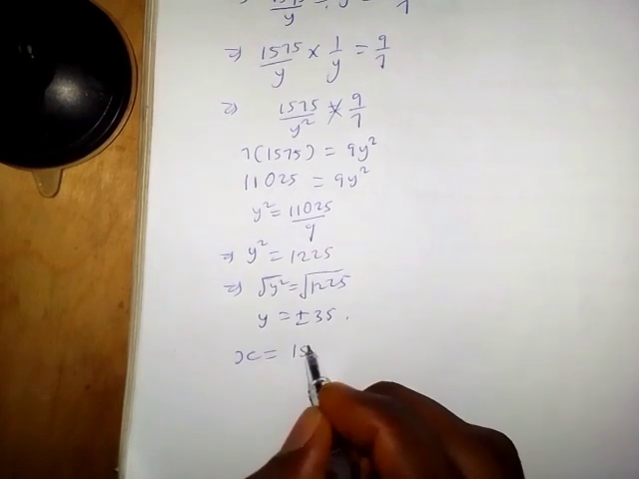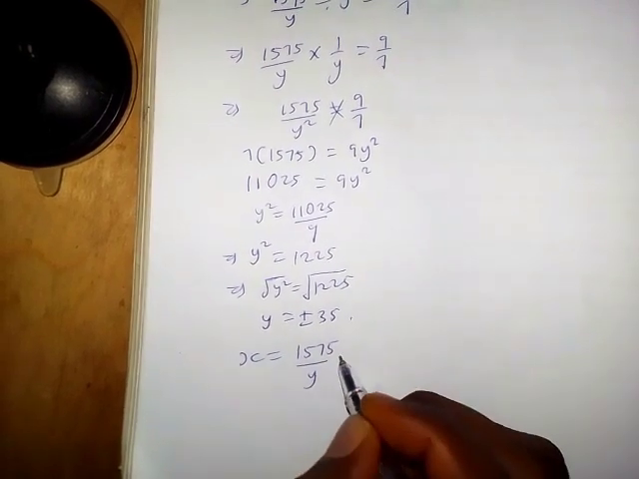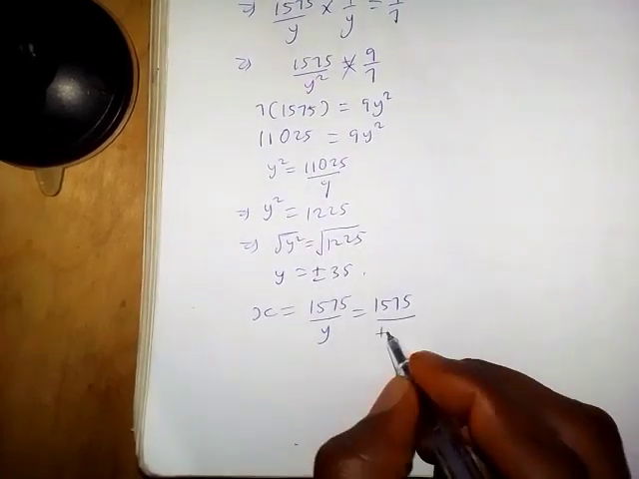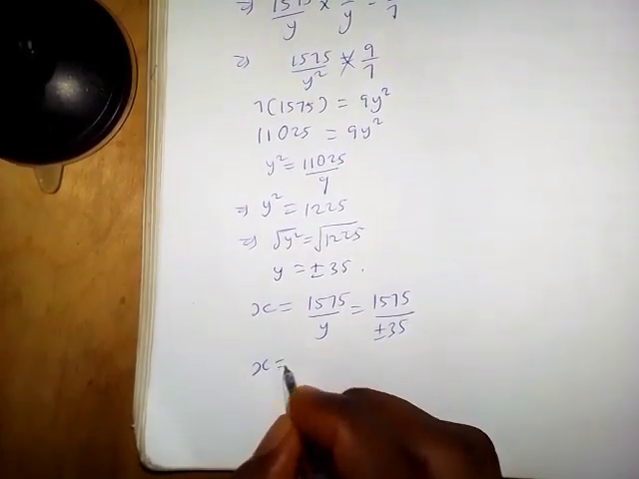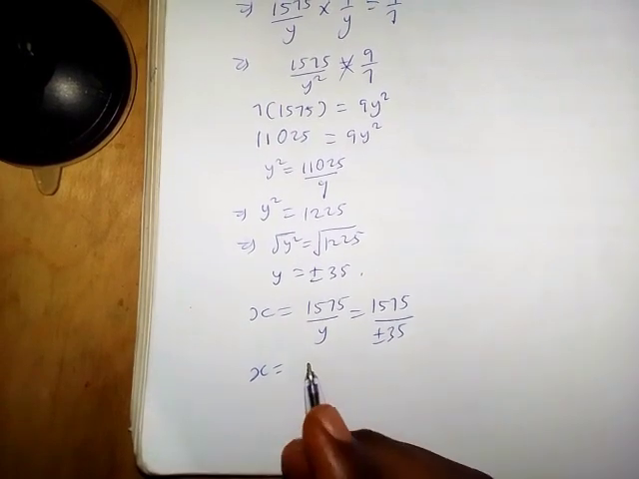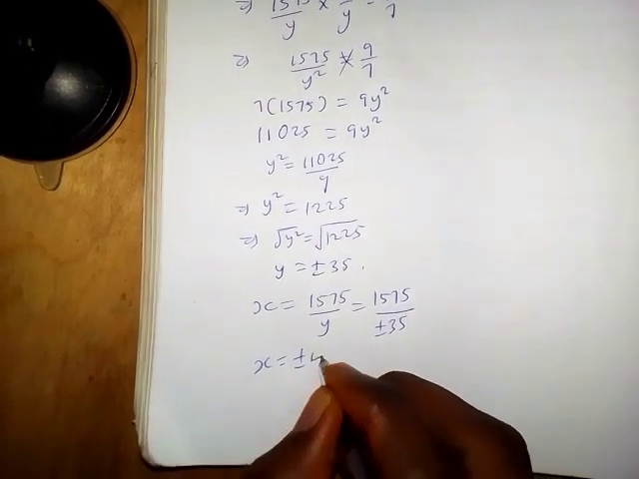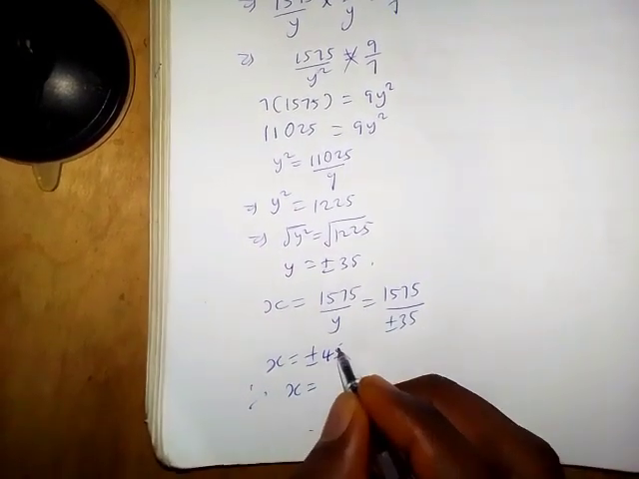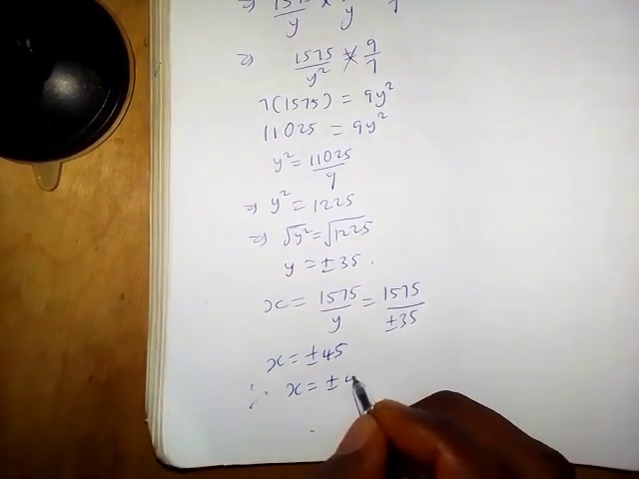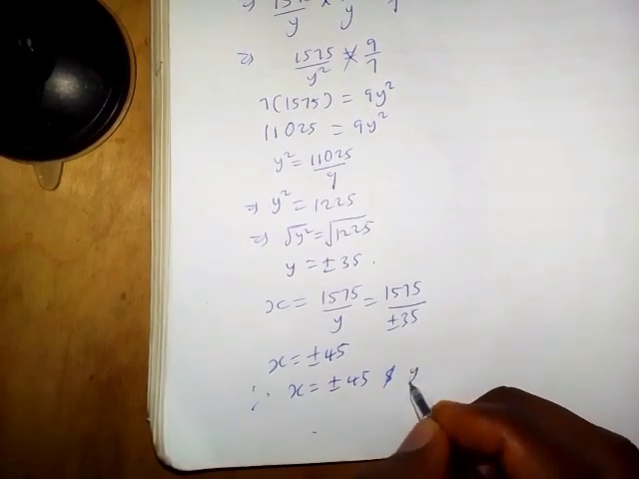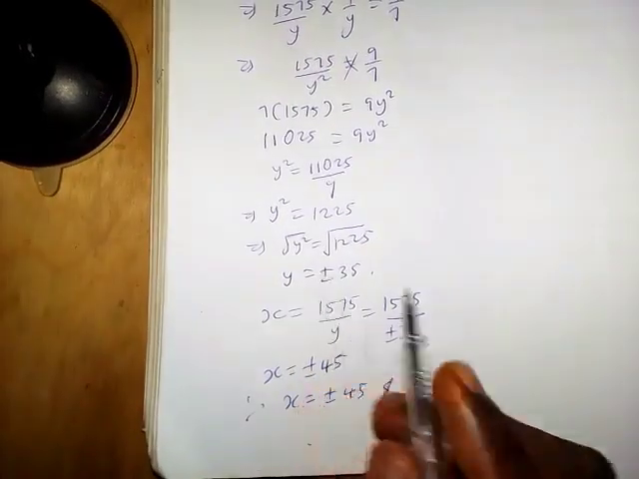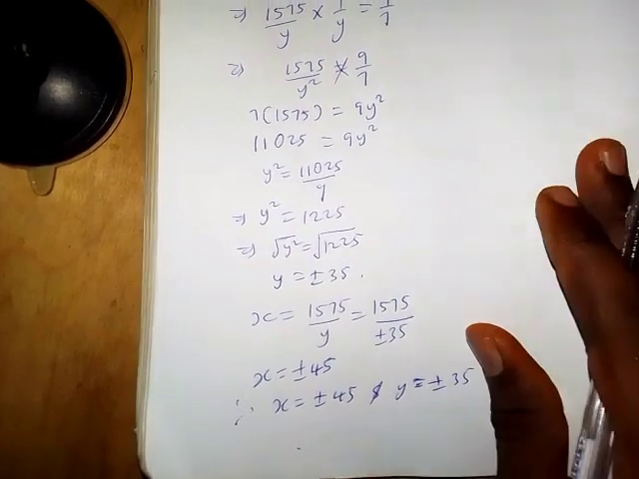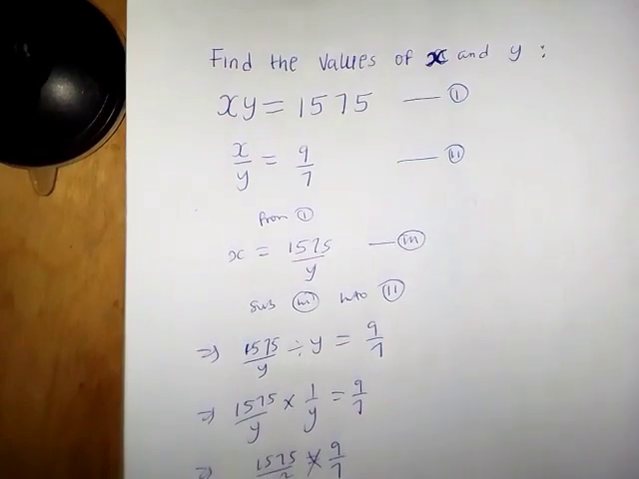So x equals 1575 over y, which is equal to 1575 over, what is y? Plus or minus 35. So when we divide 1575 by plus or minus 35, we have plus or minus 45. Therefore, our value for x equals plus or minus 45, and y equals, what's the value for y? Plus or minus 35. So let's just check if what we have done is right.